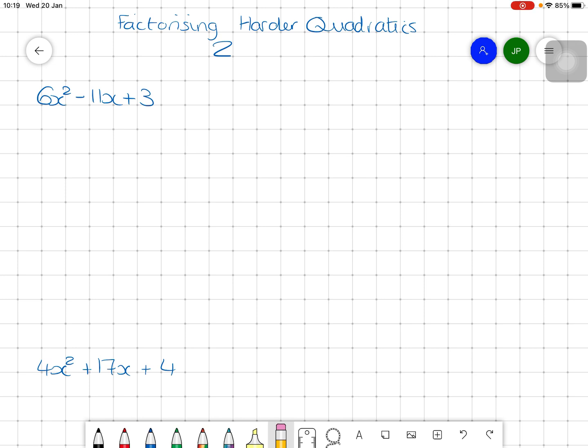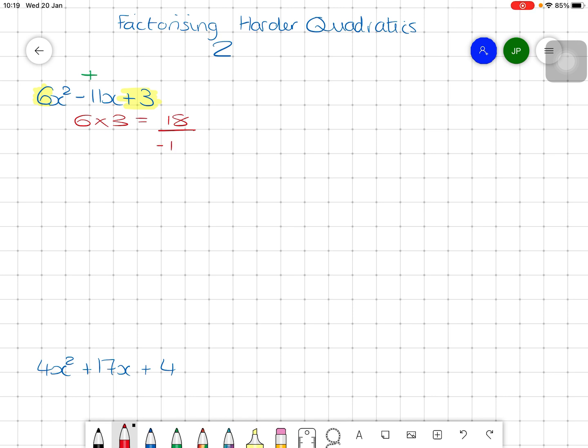So, first one, 6x squared, subtract 11x plus 3. So, same process as we did last lesson. We always multiply, first of all, our coefficient of x squared and our coefficient without an x. So we do our 6 times 3 to give us 18, and that's the number we want our factor pairs for. Now, because we want the factor pairs that add to a negative 11, so multiply to positive, add to a negative, I'm going to need two negative numbers. So all of my factor pairs, in this case, are going to be negative.